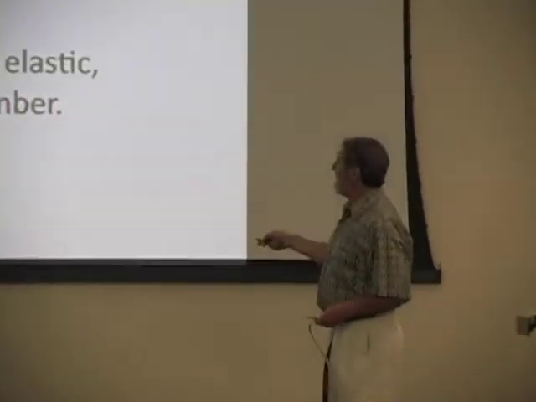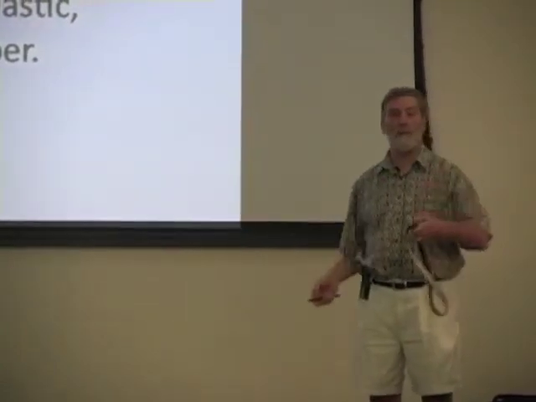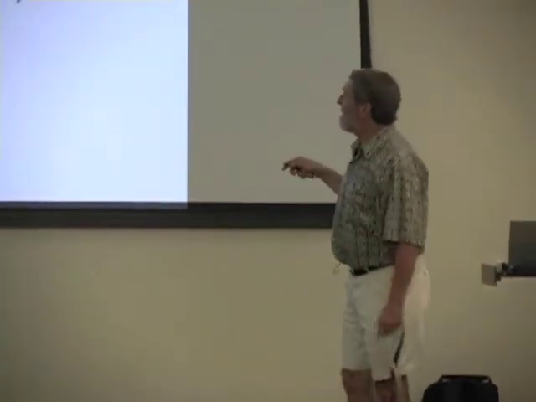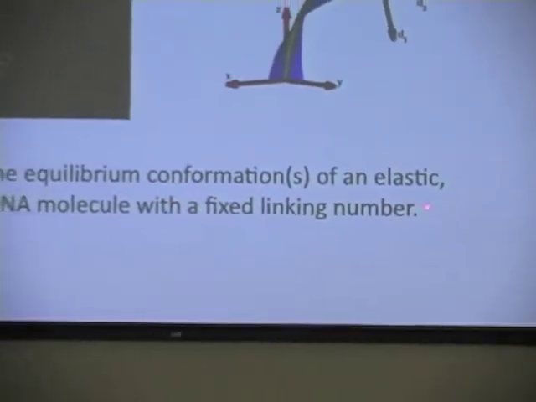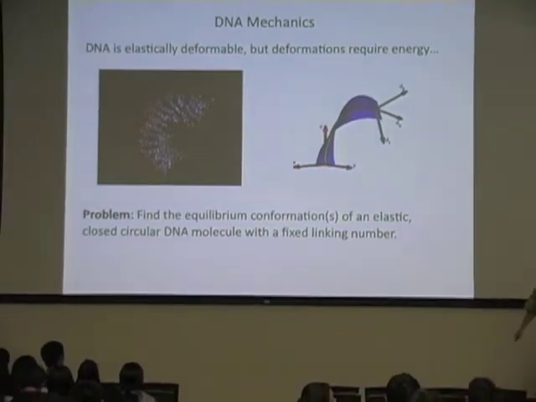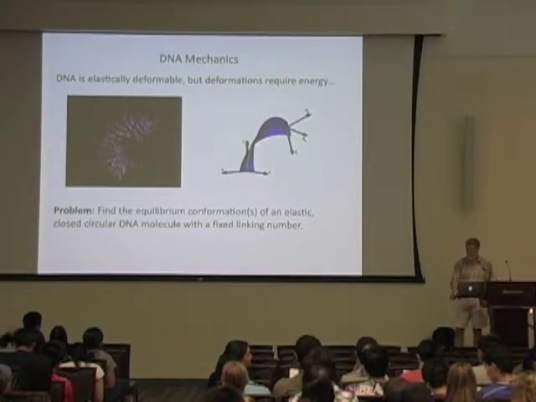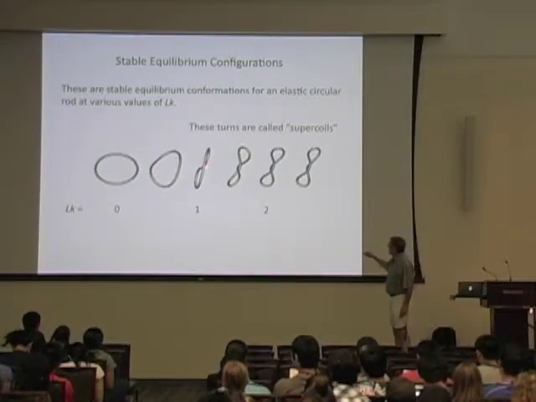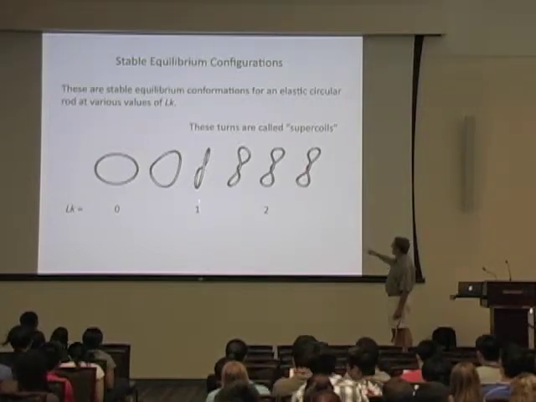And the question is, and now you have this molecule that is now elastic. It takes energy to bend and energy to twist. And it does take some energy to bend and twist this belt. It's not terribly elastic, but it's sort of enough for the purpose of illustration. And so the question is, now you've got a fixed linking number on something that can elastically deform, that requires energy to deform. So what kind of equilibrium configurations can it take on? And so that's a physics problem, or if you wish, an engineering problem. It's been solved. And the answers are that it takes on structures that are, these are the stable equilibrium configurations as you change the linking number.